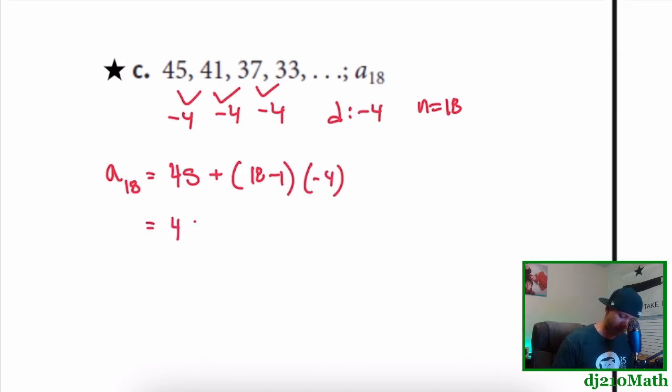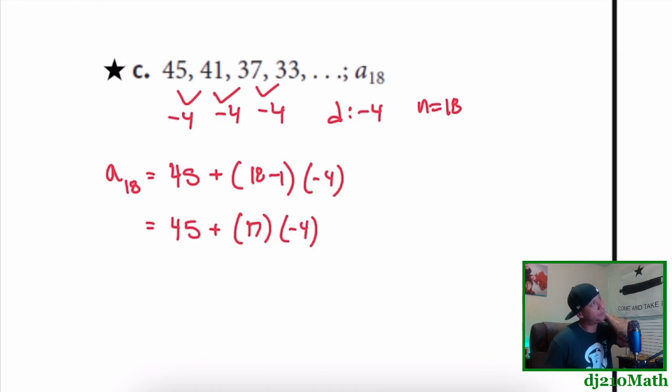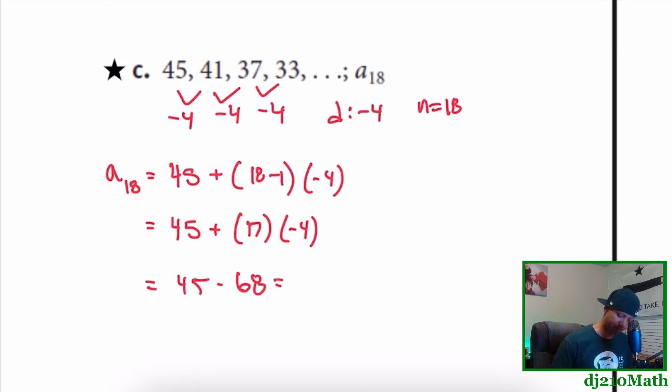So 45 plus 17 times negative 4. Or 17 times 4. 17 times 2 is 34. 34 times 2 would be 68. So 45 minus 68. This would be negative 23? Is that true?